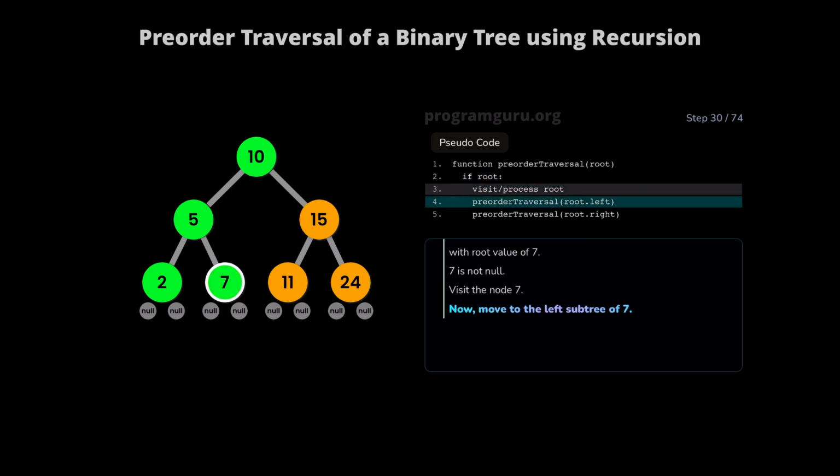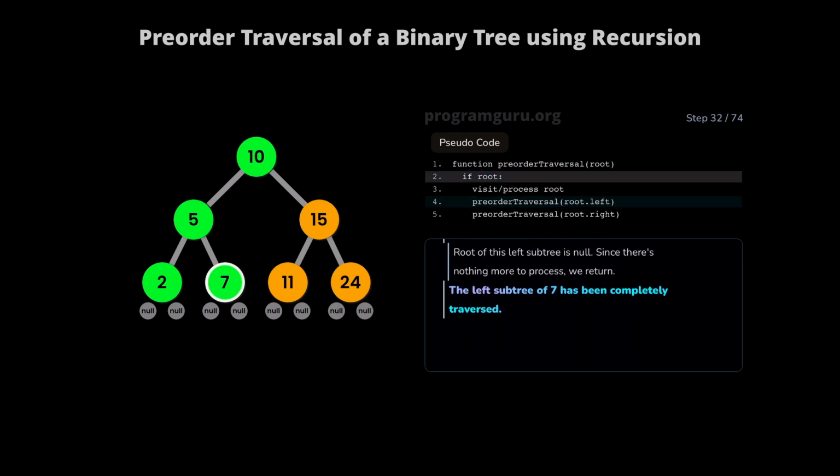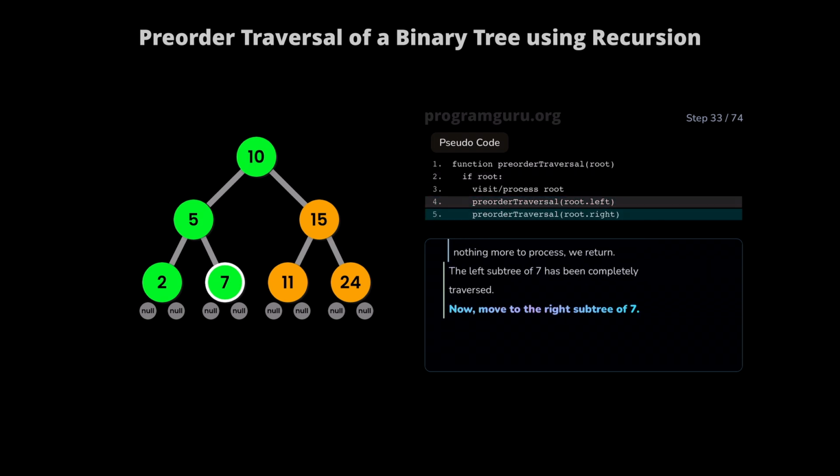Now move to the left subtree of 7. Root of this left subtree is null. Since there's nothing more to process, we return. The left subtree of 7 has been completely traversed. Now move to the right subtree of 7.